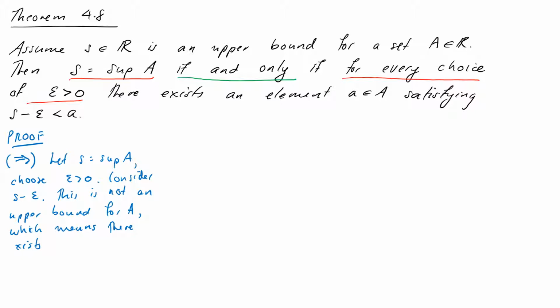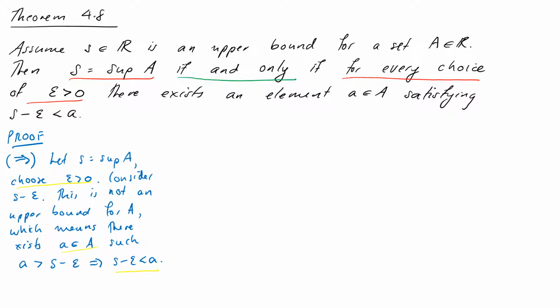My E keeps disappearing. An A in A such that A is greater than S minus epsilon, which if we rearrange becomes S minus epsilon is less than A, which is what we were trying to show. Okay, so just double check we've proven the right thing. We've assumed our left-hand statement, S equals the supremum of A. We've chosen an arbitrary epsilon, and we've shown that there exists an element A such that S minus epsilon is less than A. This is going to work for any choice of epsilon, and so we're all good.